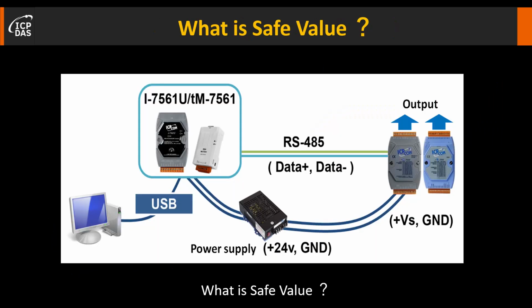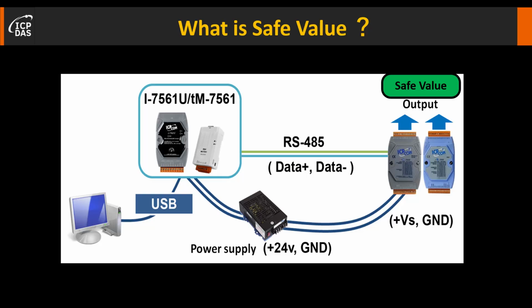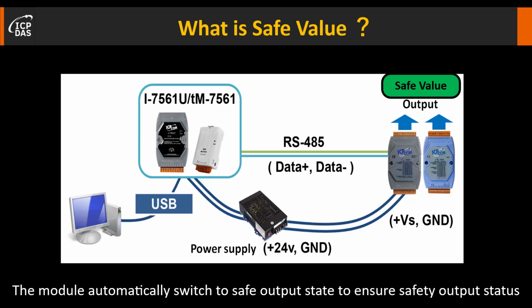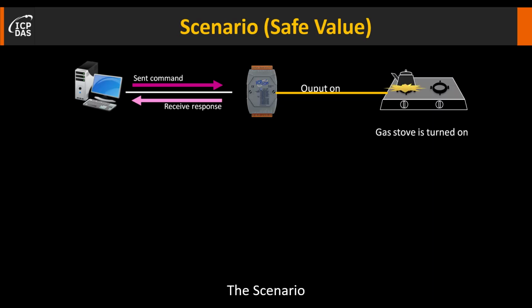What is safe value? The safe value is used when the output module cannot receive a command from the host console. The module automatically switches to a safe output state to ensure safe output status. The scenario: a PC handles remote gas stove on/off control by using an output I/O module via RS-485.